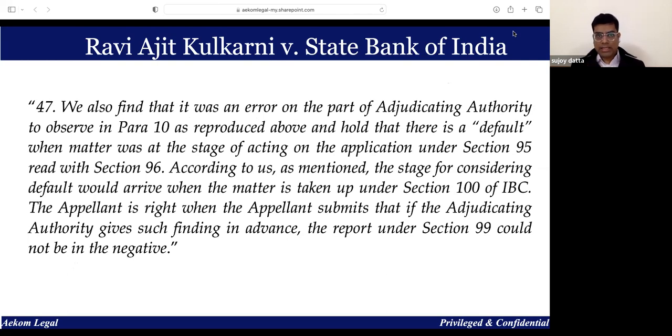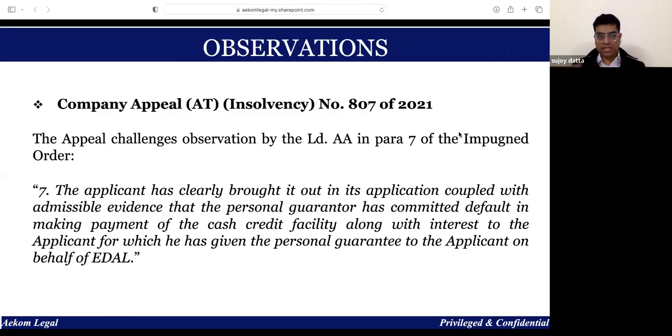Now, this is important. It was an error on the part of the adjudicating authority to observe in para 10 and hold that there is a default when the matter was at the stage of acting on the application under section 97. According to us, the stage for considering whether there was default would be when the matter is taken up under section 100 after the report has come. The appellant is right when the appellant submits that if the AA gives a finding in advance when it is sending the matter to the RP, then the report under section 99 cannot be in the negative. It will be prejudiced, it will be impacted by the decision already given.